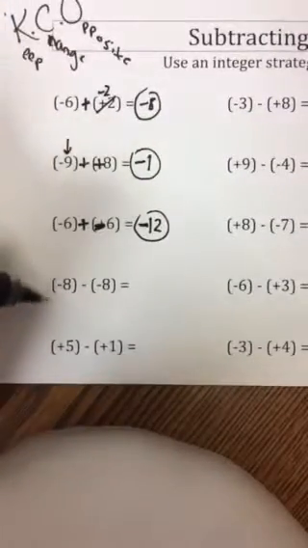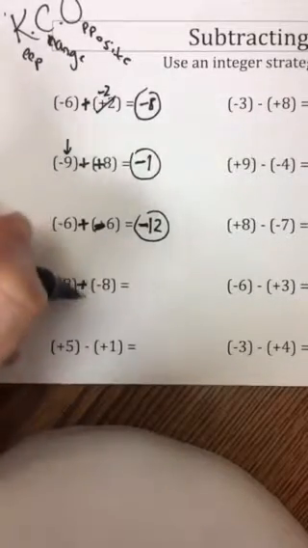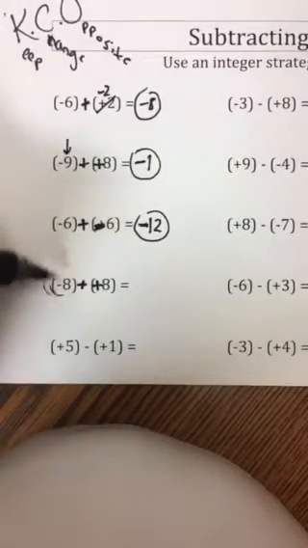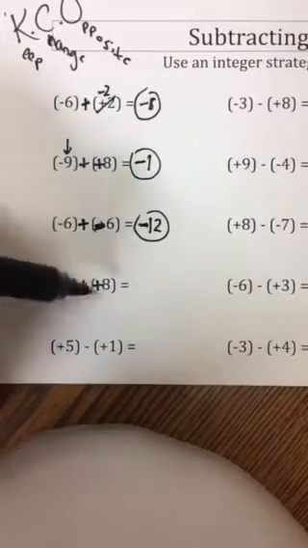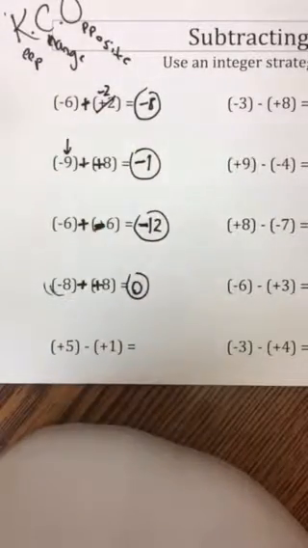Again, keep, change, opposite. Keep -8, change the minus to a plus sign, and the opposite of -8 is +8. In this case, if I owe $8 and somebody gives me $8, then I'm clear of a balance and I do not owe any more money.